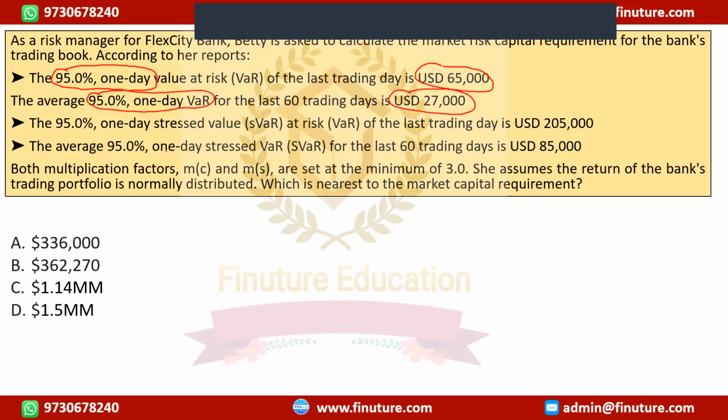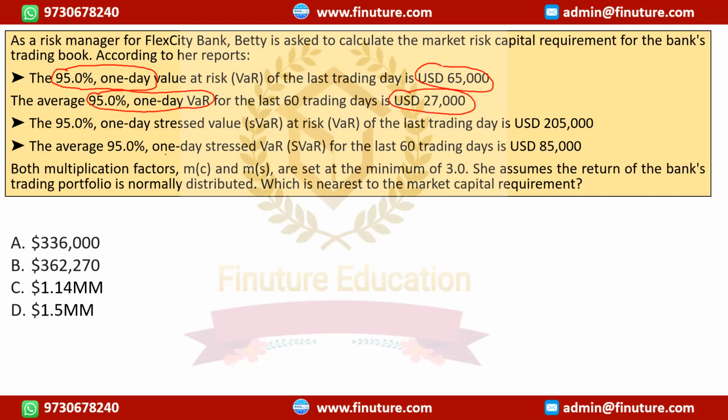And for stressed VaR, just to give you more background, earlier the formula for market risk capital requirement was based on the 1996 amendment. Whereas after the global financial crisis, as per Basel 2.5, you have to consider stressed VaR also in your calculations. So in this numerical, we will use the Basel 2.5 method to calculate the market risk capital charge.